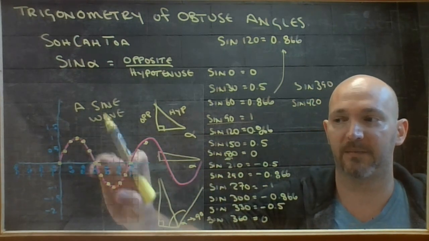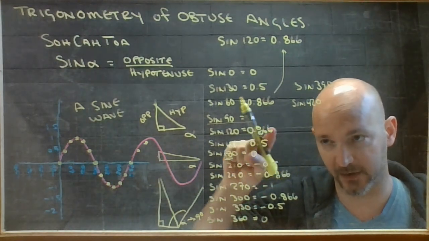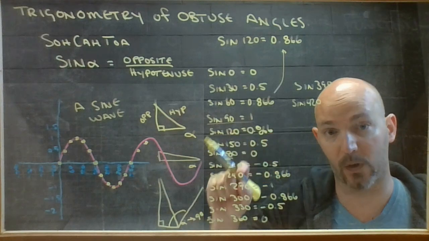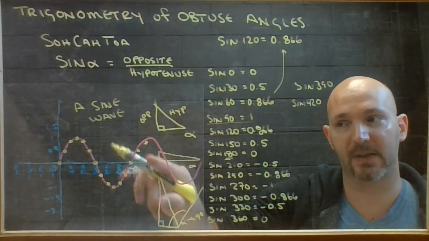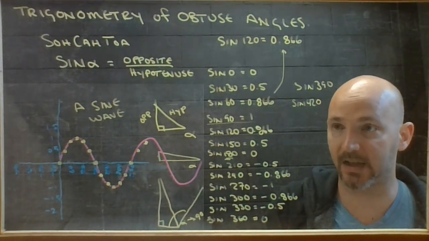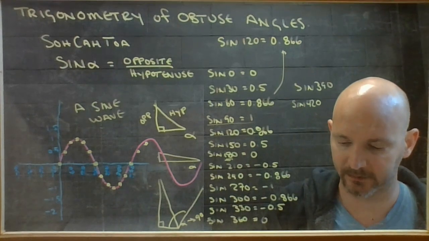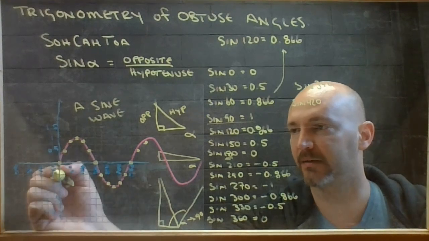So I've got the numbers between 0 and 360. Think about that, 360 degrees in a circle, right? That's one full cycle of a circle. It continues after that, always repeating the pattern. What if we go this way? I'm going to try sine of negative 30. I get negative 0.5.